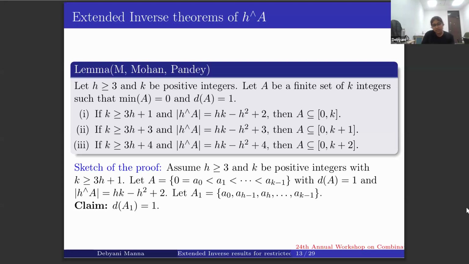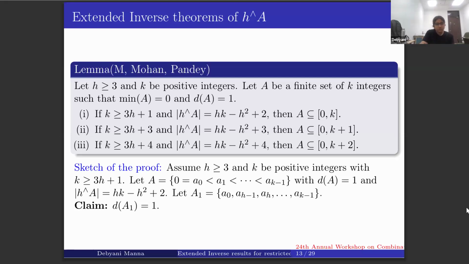Basically, we want a set A with cardinality k. So here we are saying that A lies inside an arithmetic progression of size k + 1. And when k is greater than or equal to 3h + 3 and the cardinality of h^A is equal to hk - h^2 + 3, then A would be a subset of an arithmetic progression of size k + 2. And for a certain bound of k, k greater than or equal to 3h + 4, if the cardinality of h^A is equal to hk - h^2 + 4, then A would be a subset of an arithmetic progression of size k + 3.